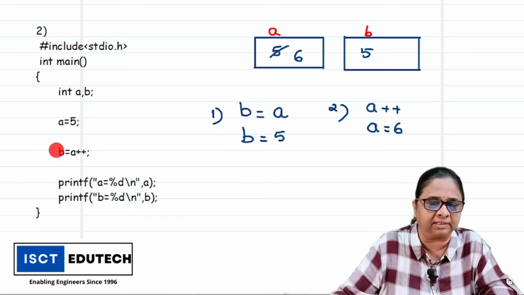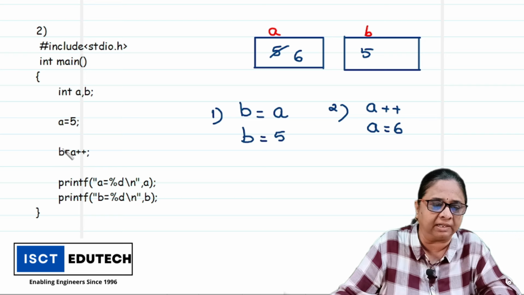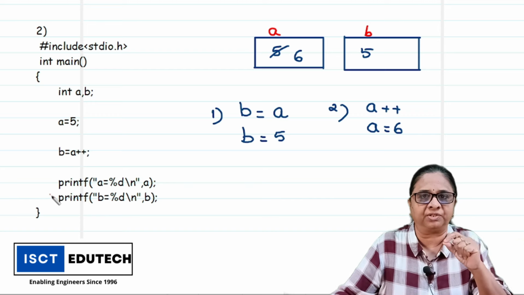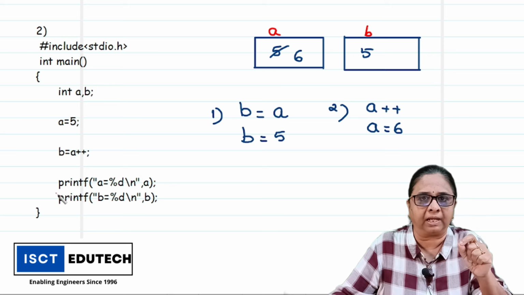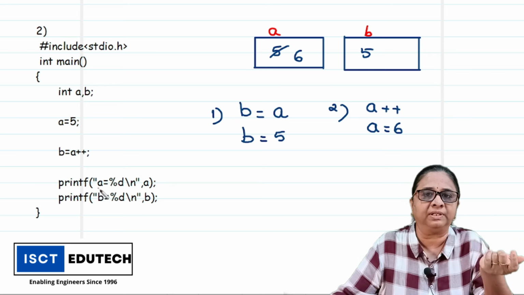Whereas in this case, it means assign A to B and then add 1 to A. So, this is the major difference between your pre and post. Now, what you can do is the same examples you convert it with the decrement operator. Try it with pre-decrement and post-decrement.